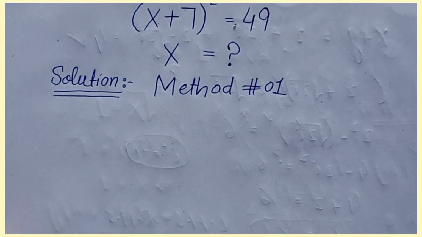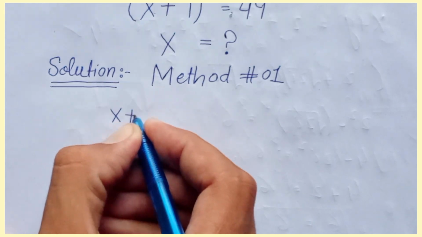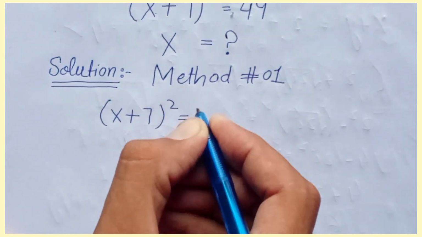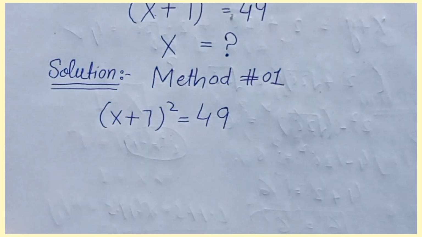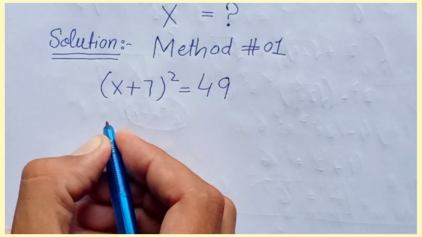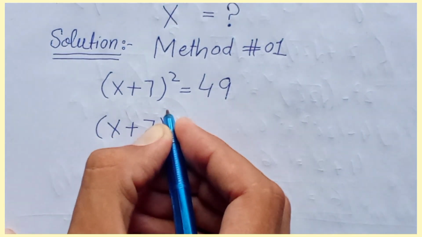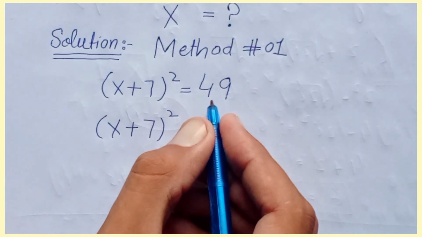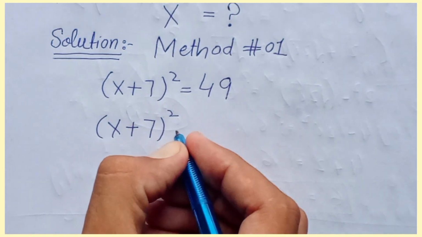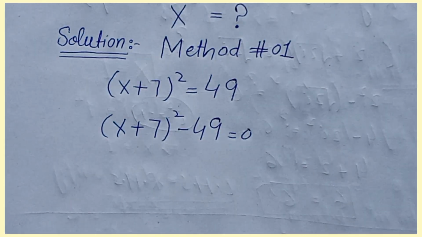Now guys, I write here (x plus 7) to the whole square is equal to 49. In the next step, I bring 49 from the right side to the left side, so it becomes (x plus 7) to the whole square minus 49 is equal to 0.